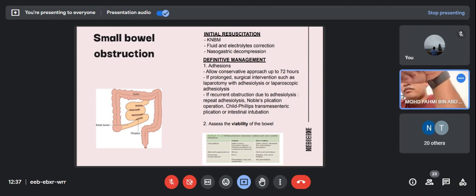If you want to read further, but in brief, there is a guideline, they call it the Bologna adhesive IO guideline. Basically small bowel IO, Bologna management. They made a table, just nice for you to understand. Okay, next slide.